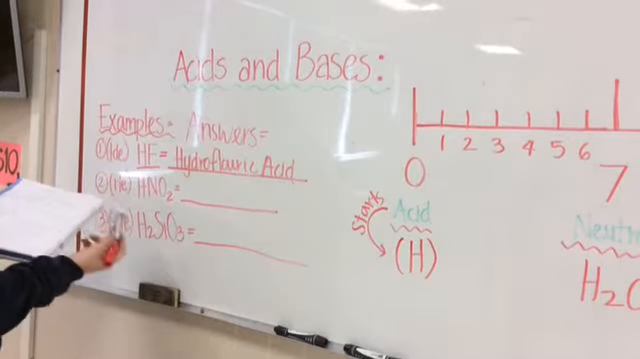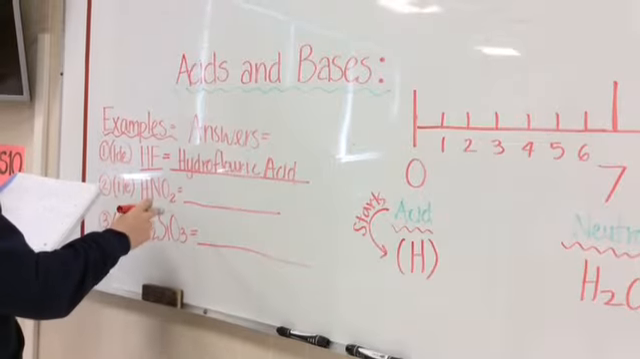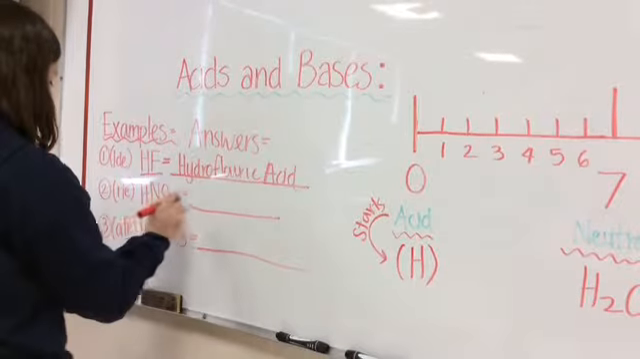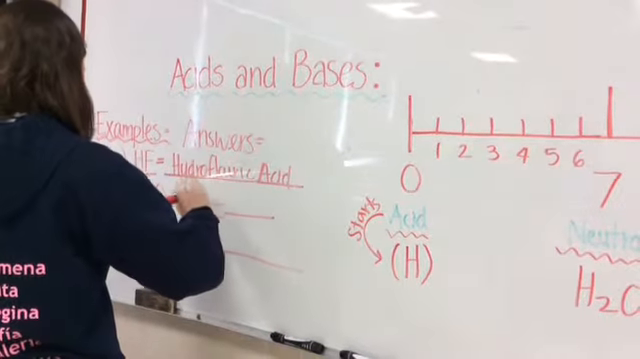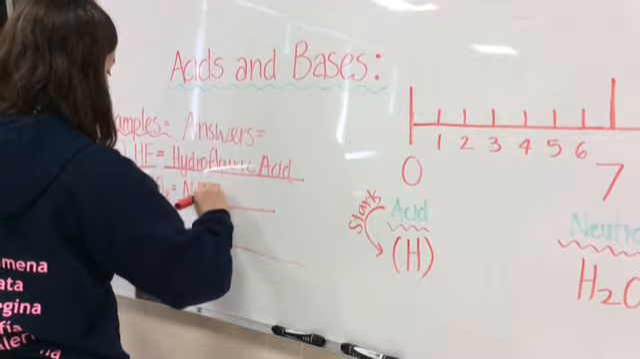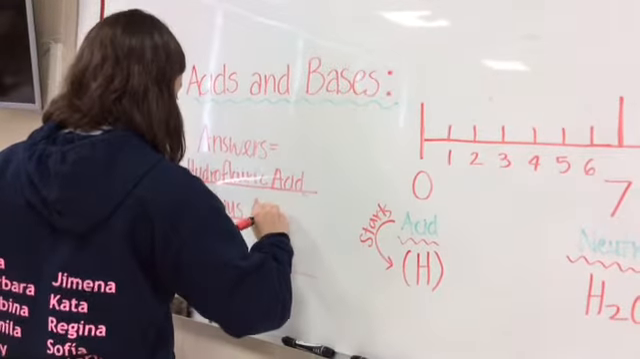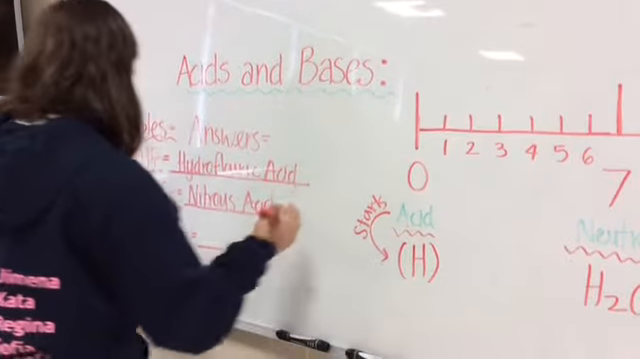The next example is HNO2. H means that it is an acid, and NO2 is nitrite. So you need to change the ending, so it is nitrous acid.